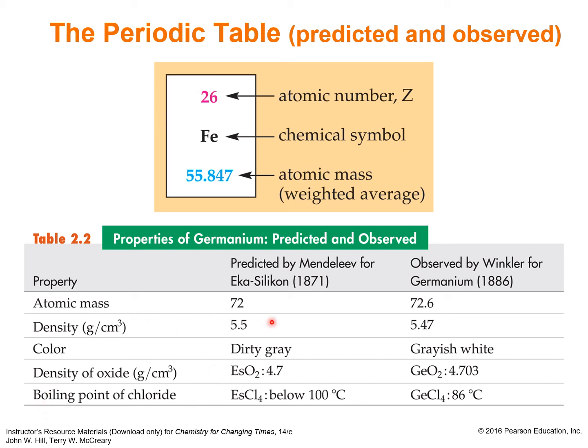Here, the predicted density was 5.5 grams per cubic centimeters, and observed was 5.47. So that's pretty close. Look at the color. It was predicted to be dirty gray, and it was observed to be grayish white. So pretty similar. And then he also predicted the density of oxides, which was 4.7, and very close to what was observed. And the boiling point of the chlorides of this element, he said, would be below 100 degrees. And look here, it is around 86 degrees Celsius. So the predictions were really good.